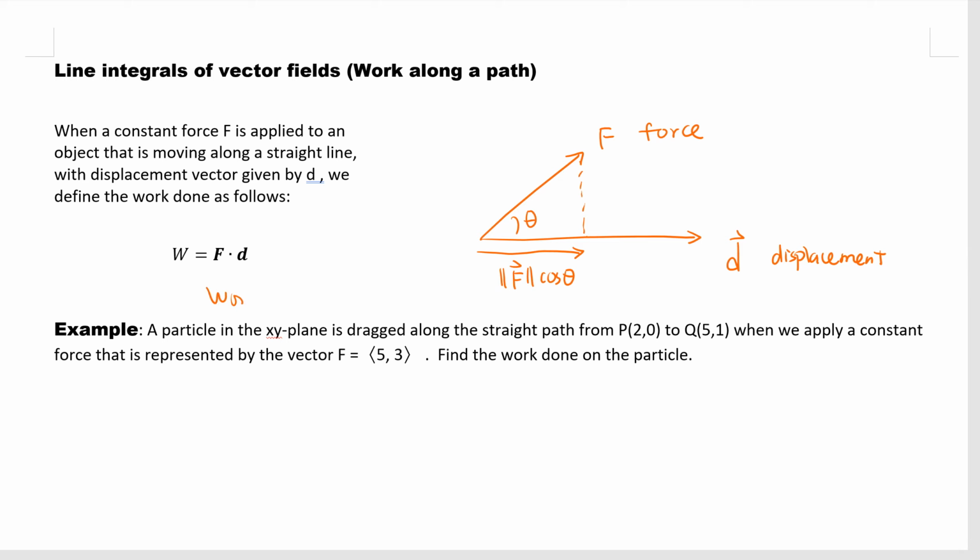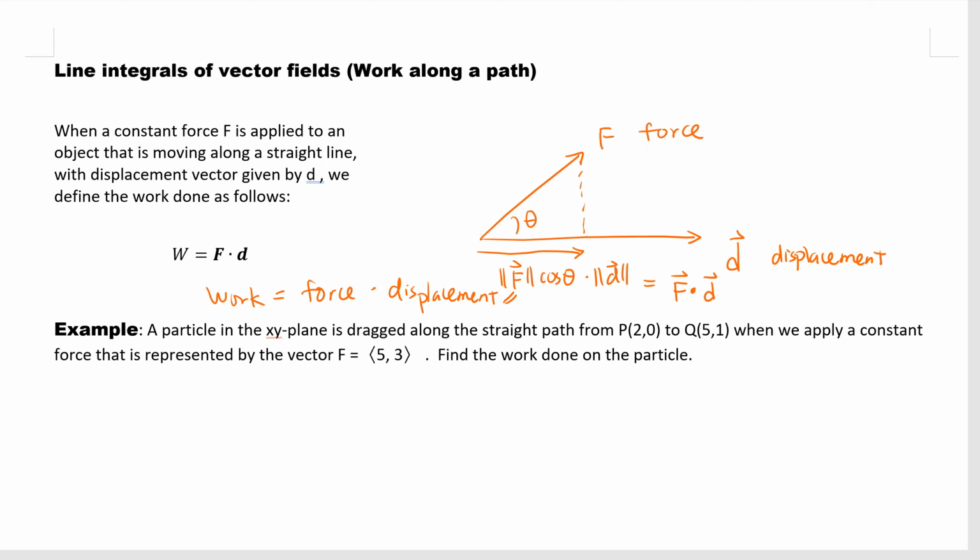So work done equals the force times displacement, right? That equals the component of the force in the direction of the displacement times the magnitude of the displacement. This small dot is just a number multiplication, and this one equals the dot product of two vectors. So far so good, everybody? Let's look at the following example.